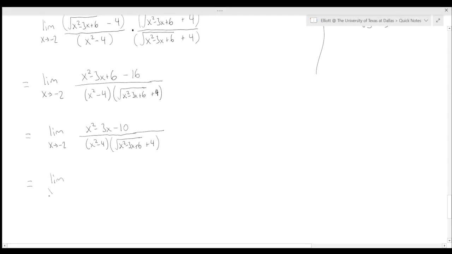We need to try to cancel something out from both numerator and denominator before we can try to evaluate at x equals negative 2. So in the numerator, if we want to factor it, looks like we can factor it as x plus 2 times x minus 5. Likewise, in the denominator, x squared minus 4 we can factor as x plus 2, and then x minus 2. So that's another reason why you wouldn't want to have multiplied the denominator out, because you actually want to try to factor it instead.